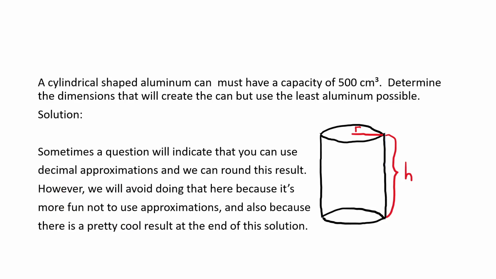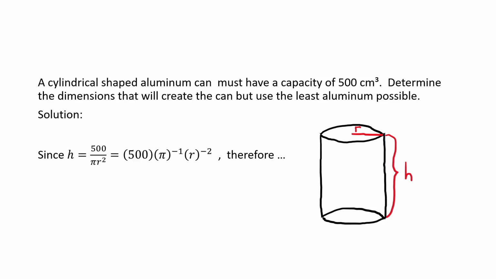Now, sometimes a question like this indicates you can use decimal approximations and round the result. However, let's avoid doing that because it's more fun not to use those approximations, and also because there's a pretty cool result at the end of the solution. We know from earlier on in this presentation that h is equal to 500 over pi r squared. Let's re-express that as 500 times pi to the negative 1 times r to the negative 2.